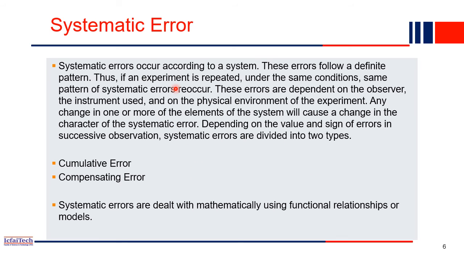So systematic error occurs according to a system. Basically the systematic error is occurring in a systematic way. These errors follow a definite pattern, right? Systematic error means every time you make a small mistake, and this mistake is a regular pattern. If some surveyor is there, he follows some kind of mistakes. Another surveyor will follow another type of mistake. So person to person this systematic error will vary, and it will follow a different pattern for each person. Thus, if an experiment is repeated under the same condition, the same pattern of systematic error will reoccur.